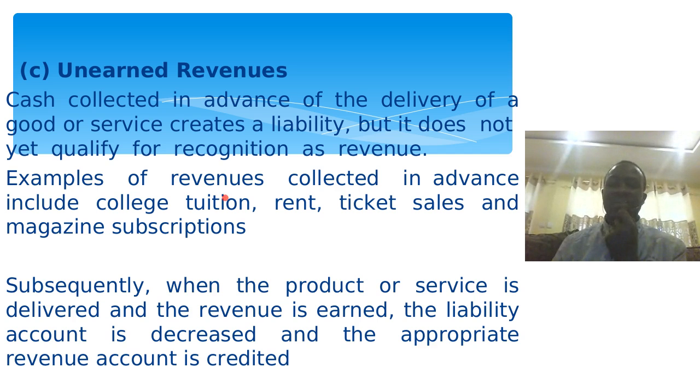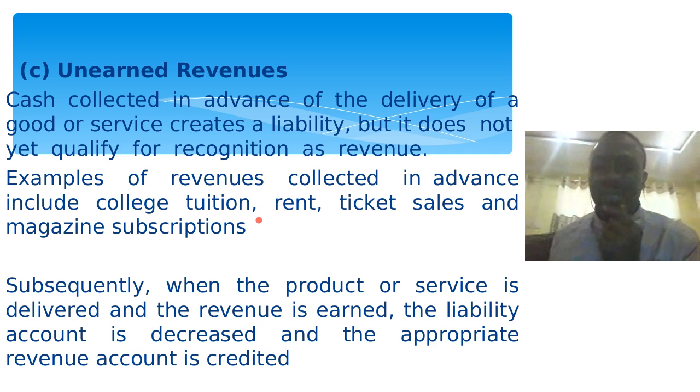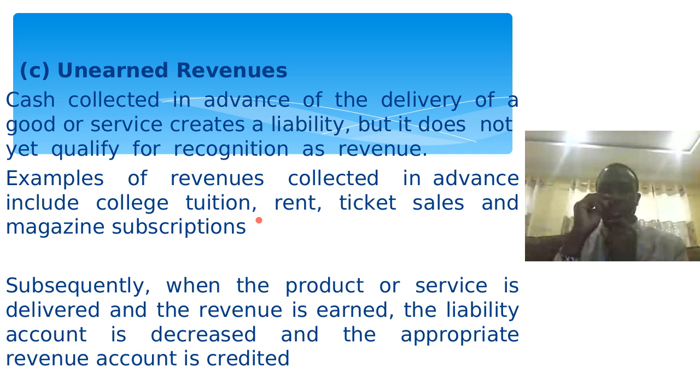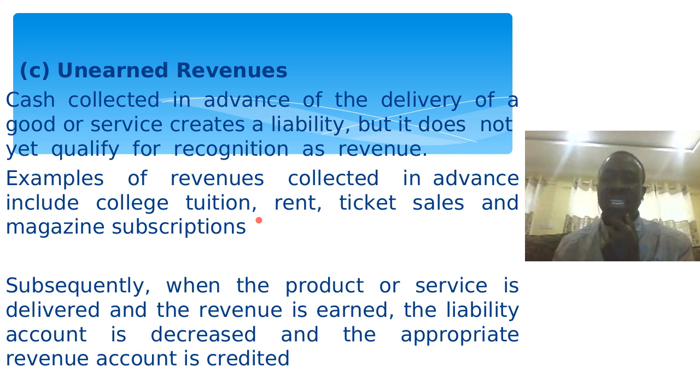So, for example, we can talk of the revenues that are collected in advance, like the college tuition. You can pay your next semester fee. So the college will record that as unearned revenue because you have not started that semester. Then maybe rent, ticket sales, magazine subscriptions, and many others. So that will be considered as unearned revenue.